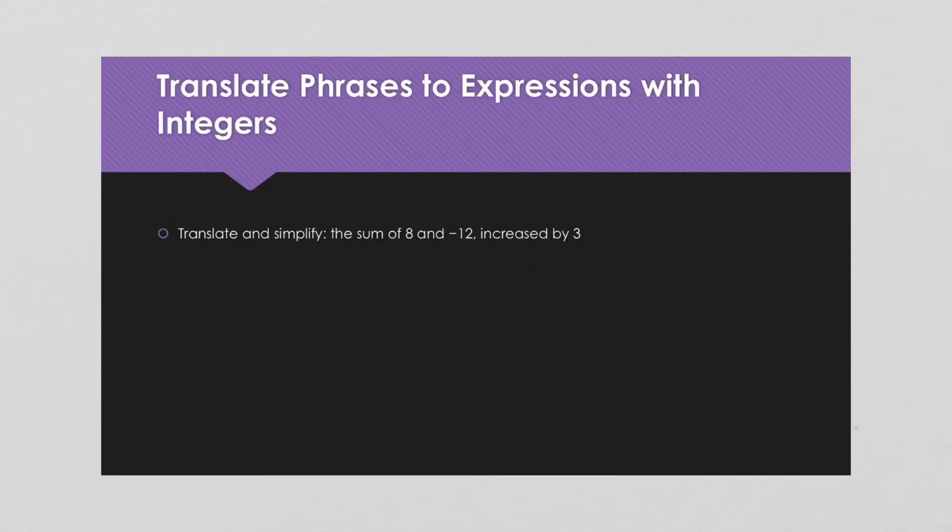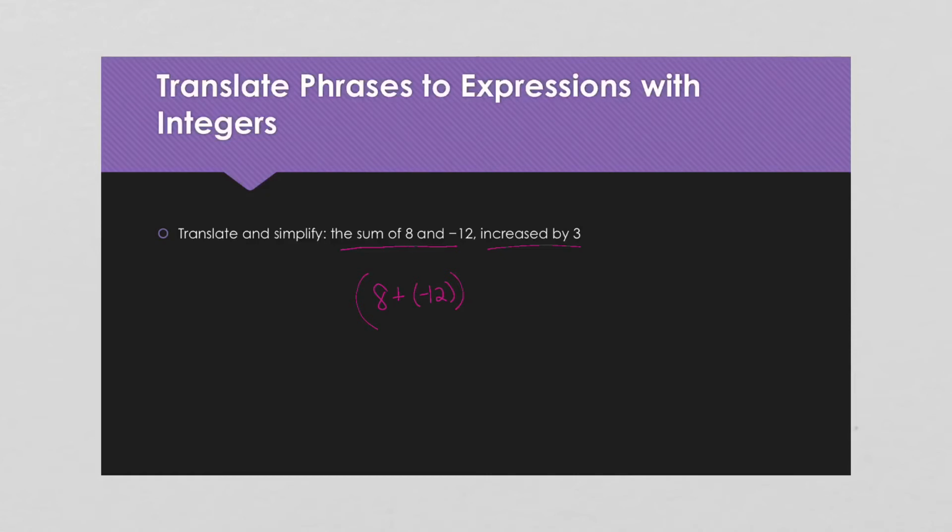All right, on this one, the sum of 8 and negative 12, we're going to translate that. Oh, and then it says it's increased by 3. We're going to translate that, and we're going to simplify. So the sum of 8 and negative 12 implies that we have that in parentheses. So it should look like that.